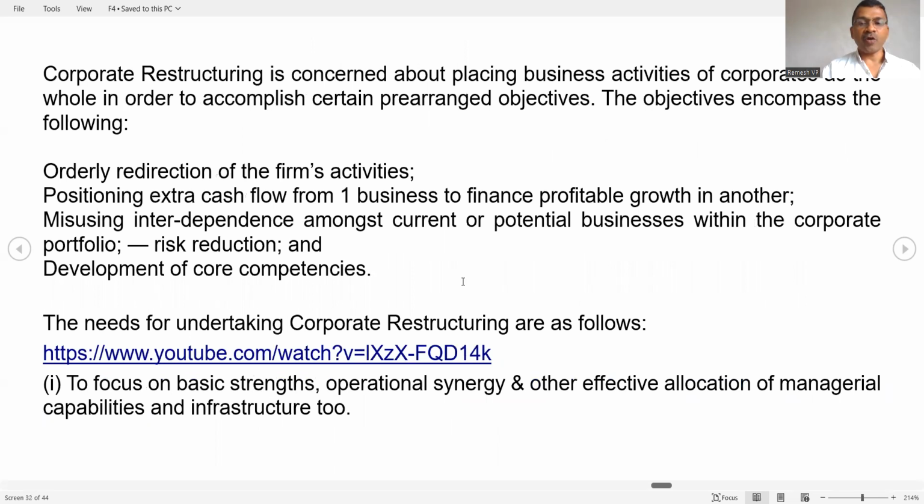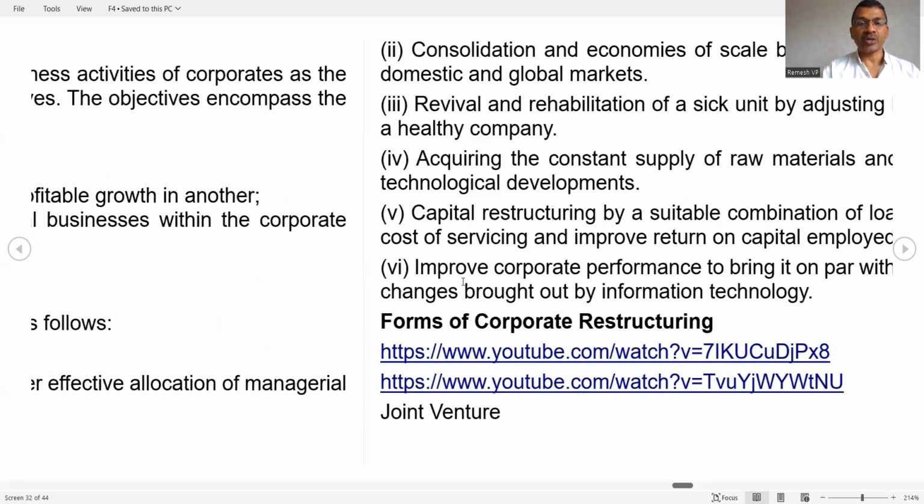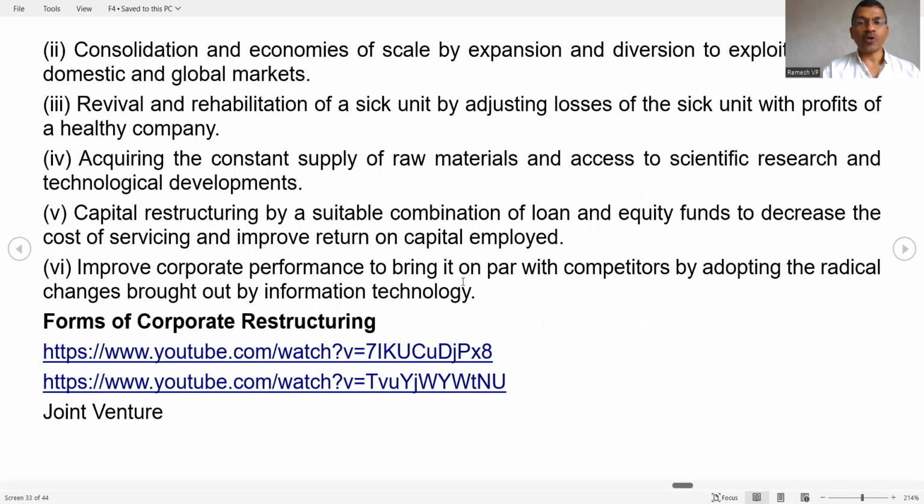Now, the needs for undertaking corporate restructuring we have already looked at, for example, to focus on basic strengths, operational synergy, etc., consolidation and economies of scale, revival and rehabilitation of a sick unit, acquiring constant supply of raw materials. In that case, for raw materials, you will look for backward integration, then supply chain, or access to scientific and technological research. Capital restructuring is a combination of loan and equity funds, or being on par with the competitors.